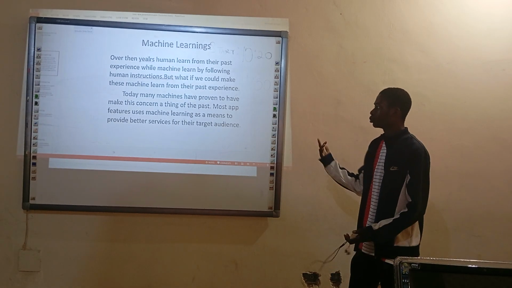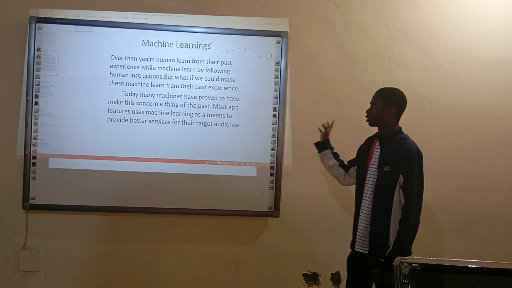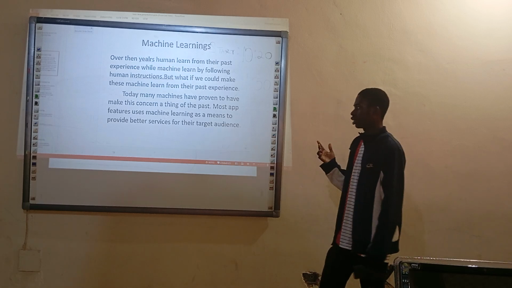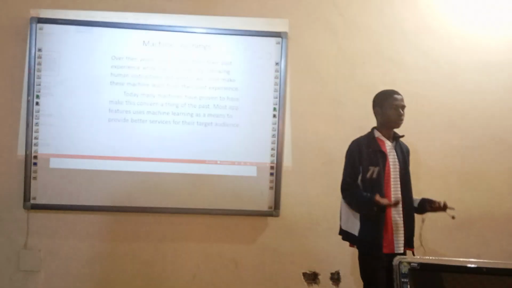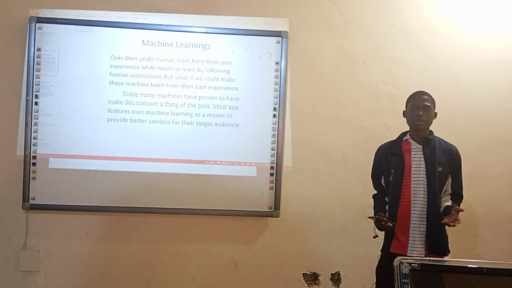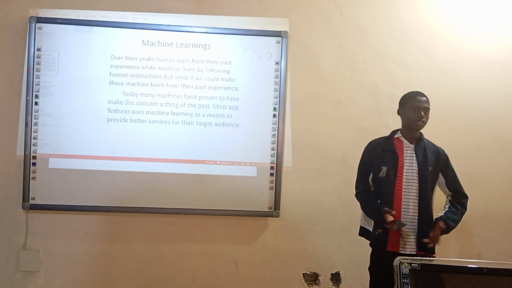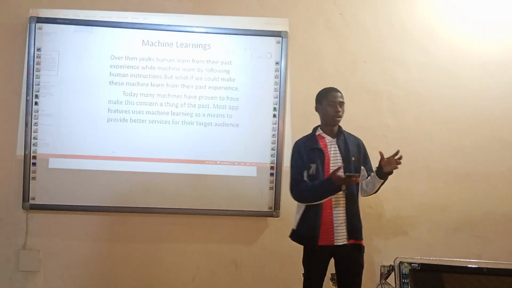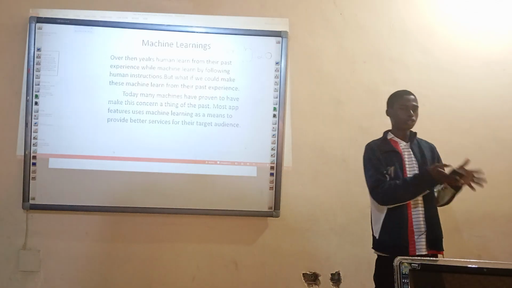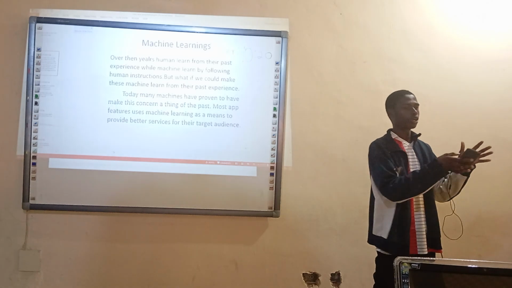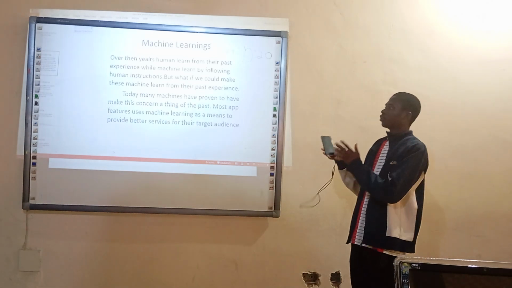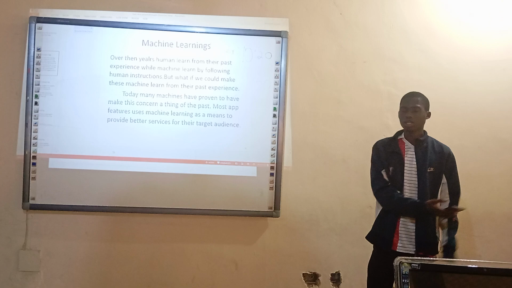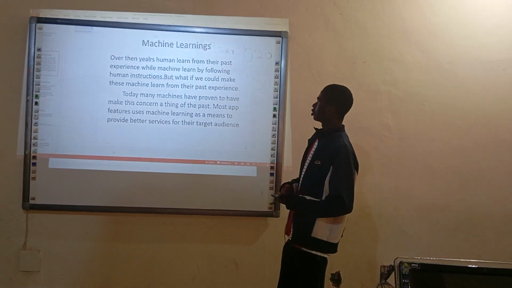Today, many machines are proving to make this a thing of the past. Most app features use machine learning as a means to provide better services for their target audience. For example, maybe I'm watching a movie on Netflix. Netflix is going to give me movie recommendations based on my past movie views. Whatever genre of film I'm into, you see that Netflix is going to give me more recommendations from that particular genre. So that's just about machine learning.